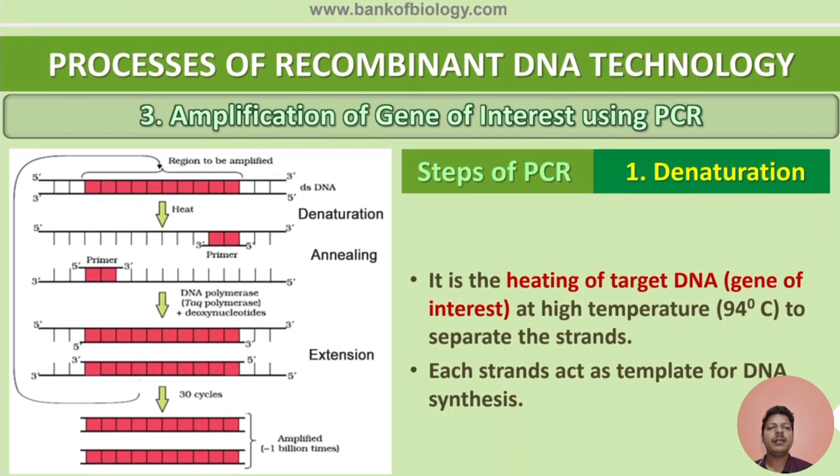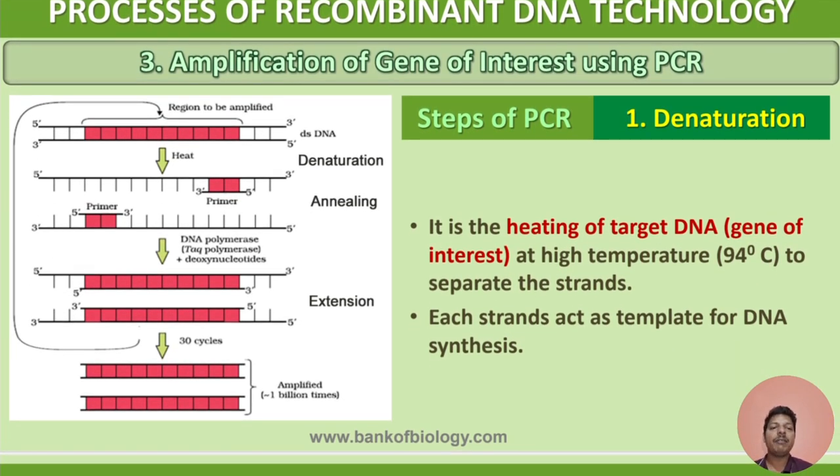Here, first of all, denaturation. It is the heating of target DNA, that gene of interest, at high temperature, 94 degrees Celsius, to separate the DNA strands. Strands are separated as you can see. It is the double stranded DNA, and then here you can see it is separated. Each strand acts as a template for DNA synthesis.